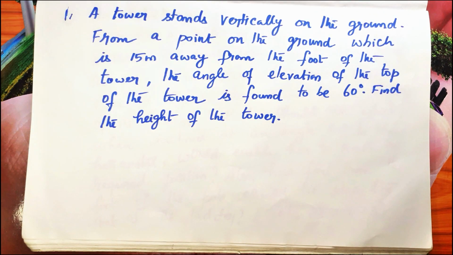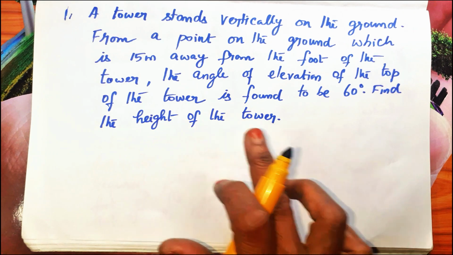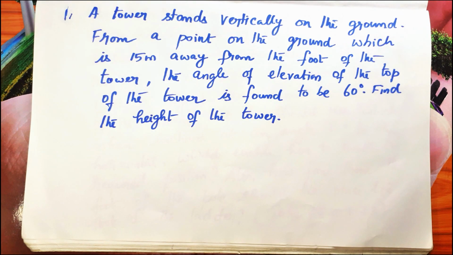This is the first problem. A tower stands vertically on the ground. From a point on the ground which is 15 meters away from the foot of the tower, the angle of elevation of the top of the tower is found to be 60 degrees. Find the height of the tower.